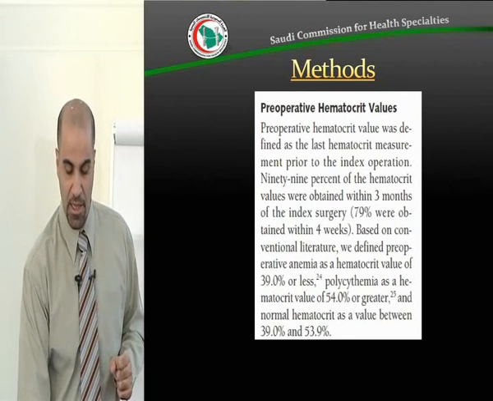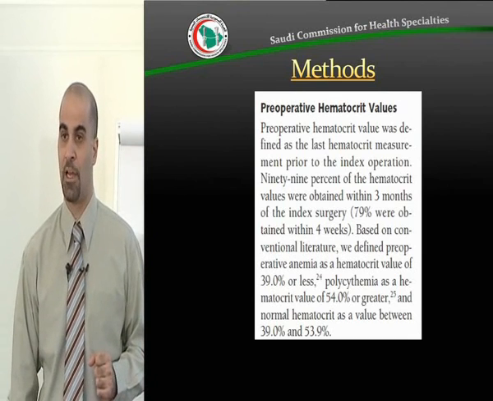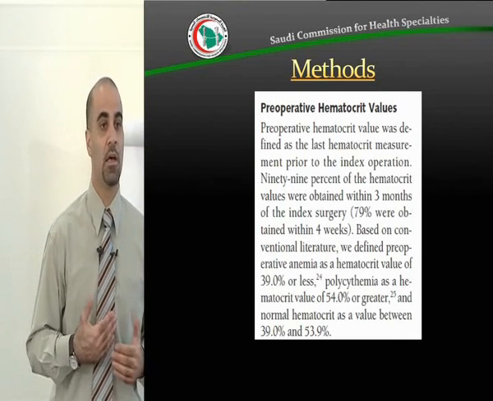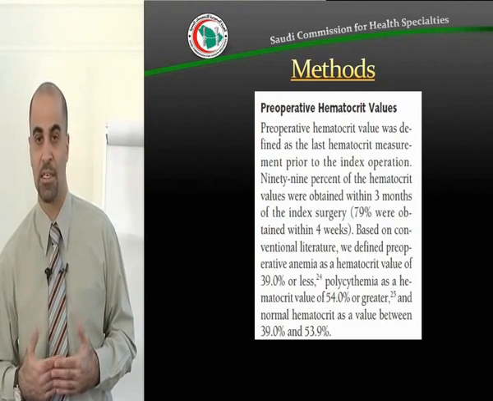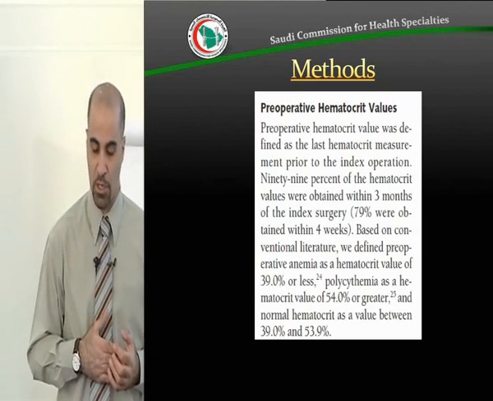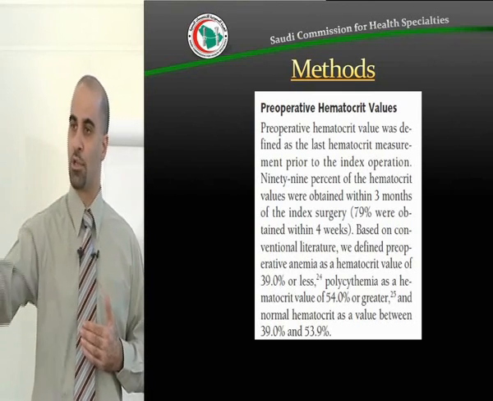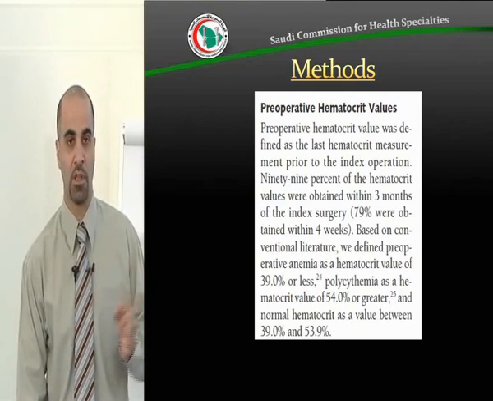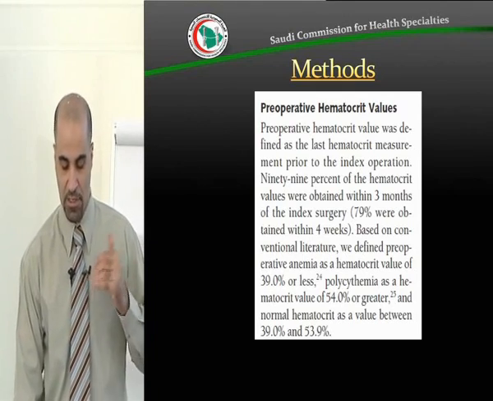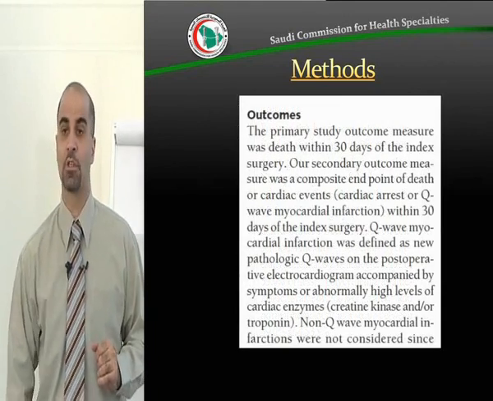The study sample is where they mentioned the inclusion-exclusion, and the exposure information. In this case, they mentioned the preoperative hematocrit values. How did they measure the variable that they are looking for as an exposure? Because in this case, they were looking at hematocrit values in relation to outcomes. So they have to be very clear about how did they measure the hematocrit level and how did they divide it and so on and so forth. And of course, the outcomes.